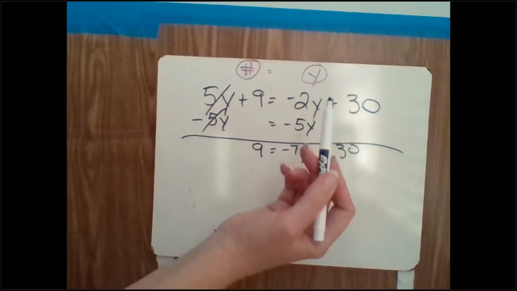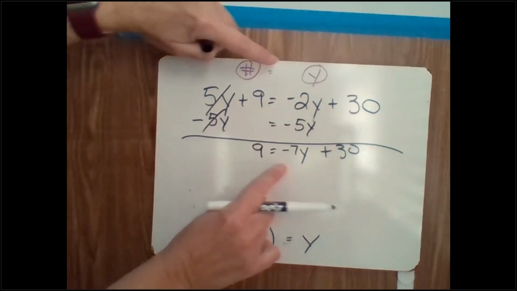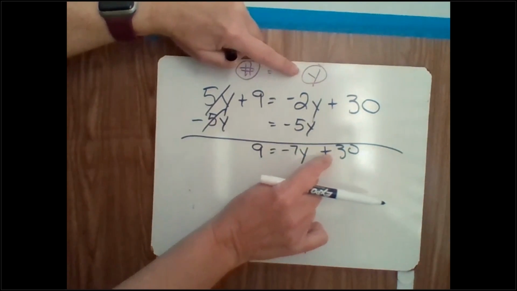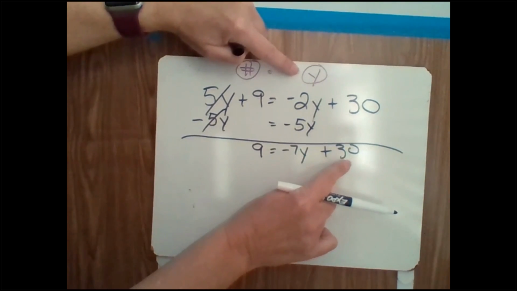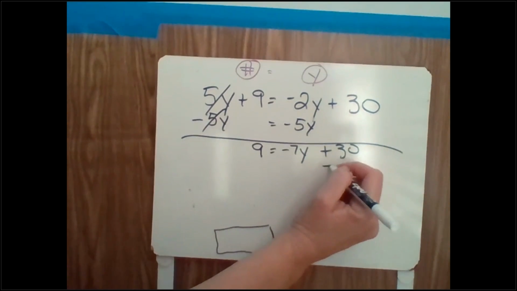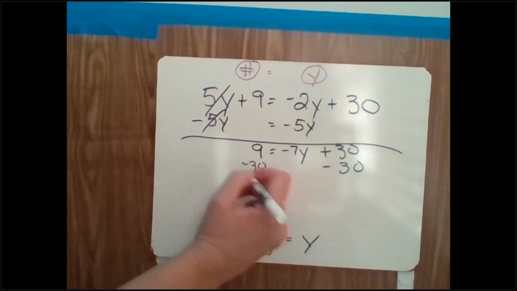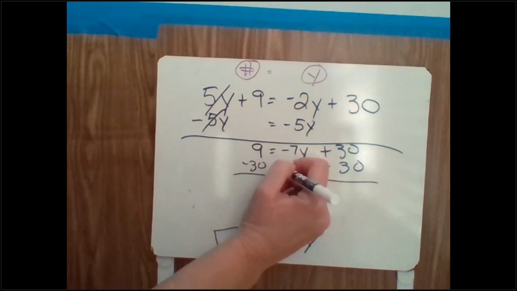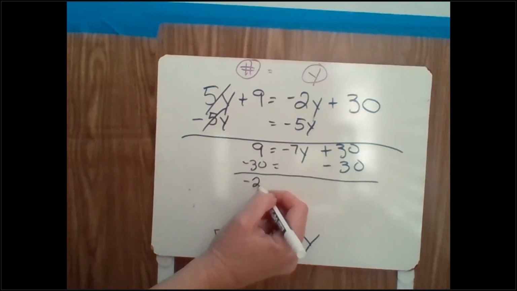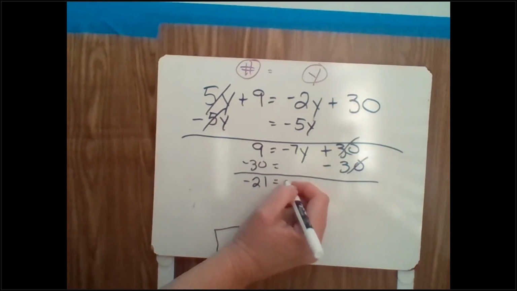Don't forget about that. Okay, so now on the left side, I have only numbers. That's what I wanted. On the right side, negative 7y. That's where I wanted it, but plus 30. That needs to move because I decided to put all my numbers on the left side this time. Minus 30 from both sides. Line up my equal sign. 9 minus 30 is going to equal negative 21. Plus 30 minus 30 goes away.